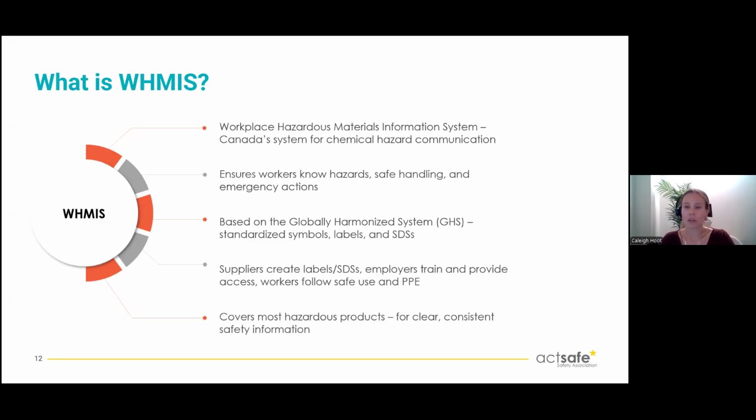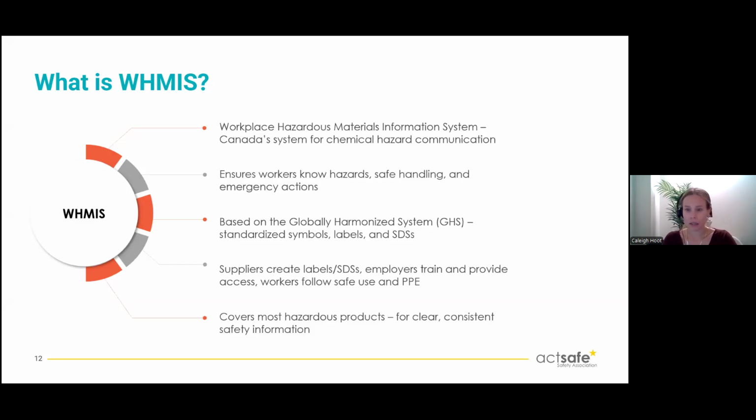WHMIS itself follows a globally harmonized system, or GHS for short, which is used around the world. And so this means that the hazard symbols, the labels, the safety data sheets that we see here in Canada are standardized and then recognized internationally as well. So the same kind of labels, the skulls and the flames, the corrosive symbols that you're going to see in other countries, you're also going to see here in Canada.